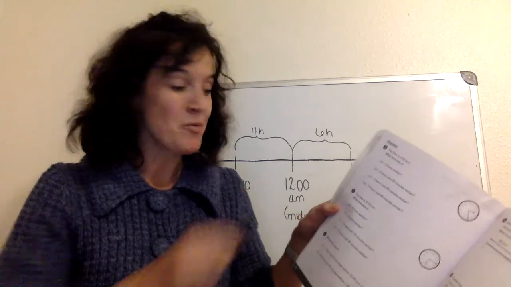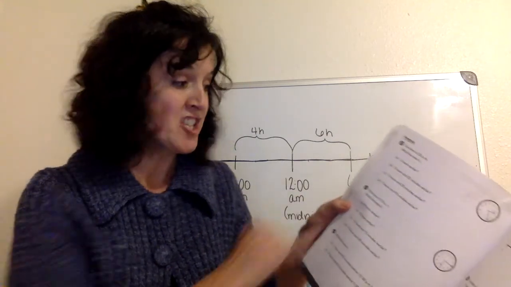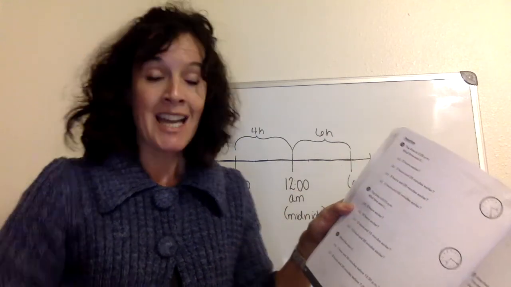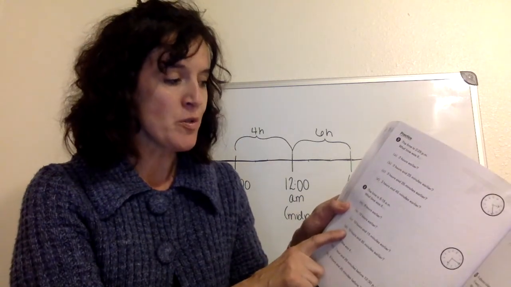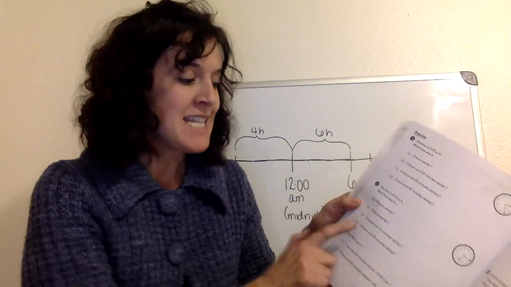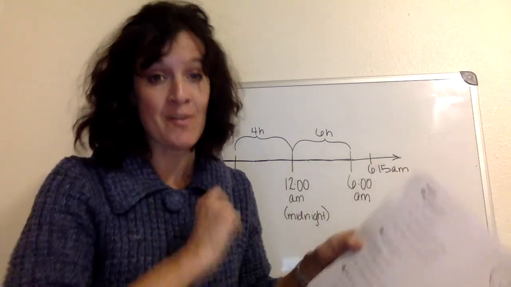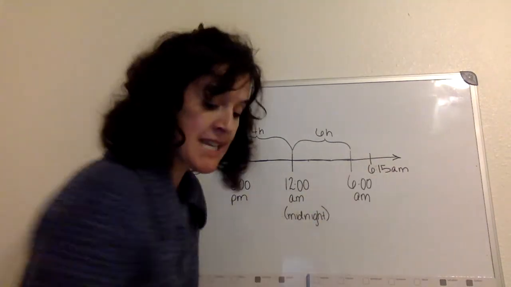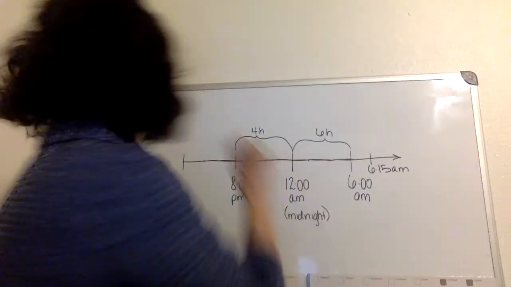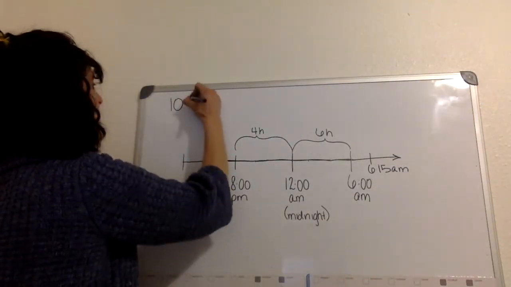Now let's look at the rest of the problems in this section. So 3C, we might assign that one for homework, but I am going to show you 3D right here. 10 hours and 35 minutes earlier. We start at 6:15 a.m. and it wants us to go back in time 10 hours, 35 minutes.